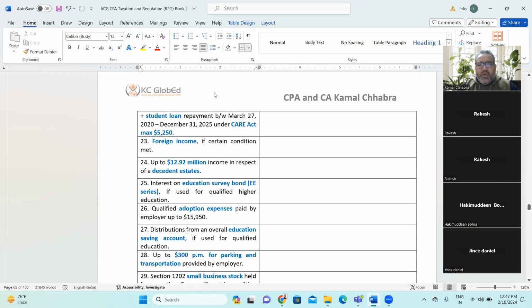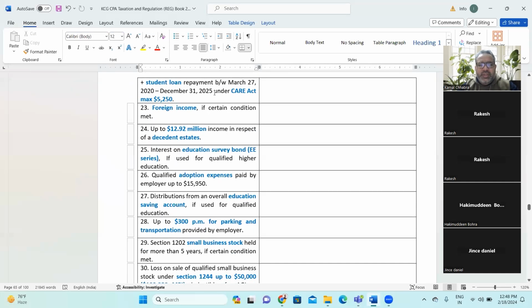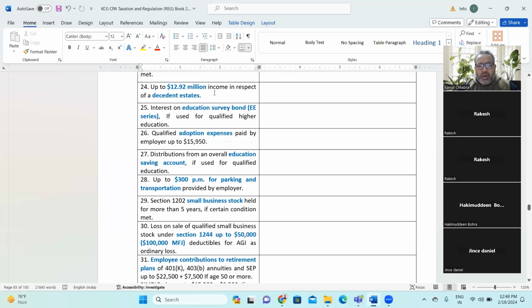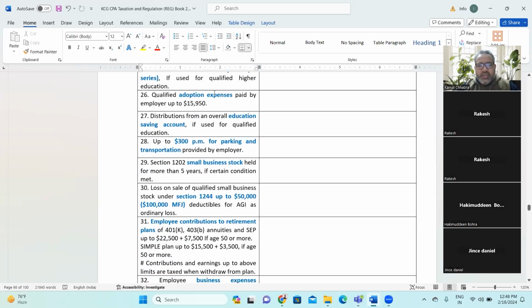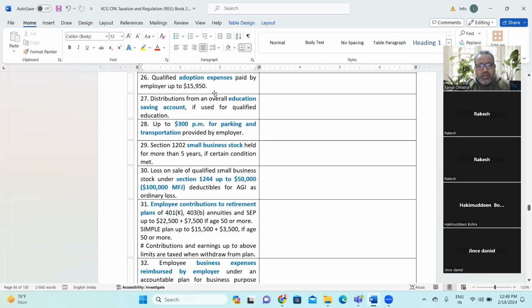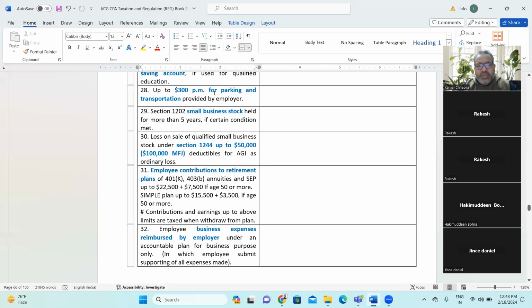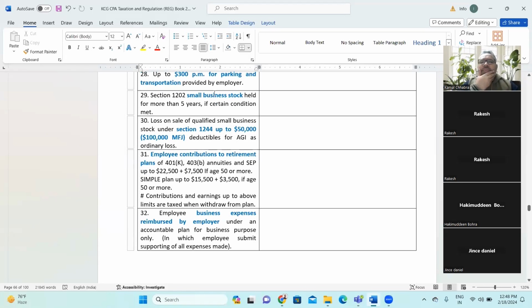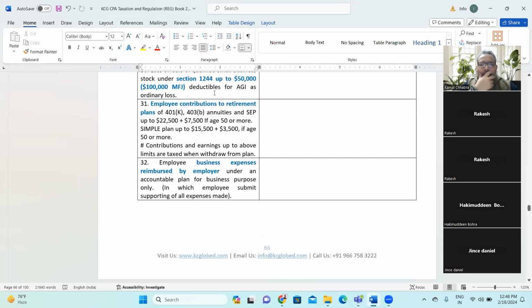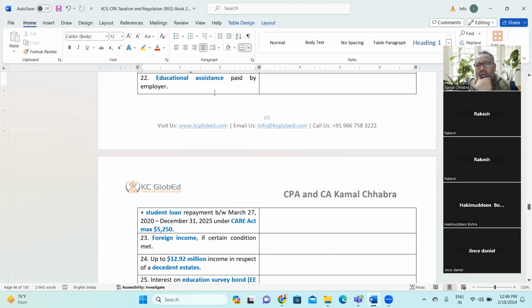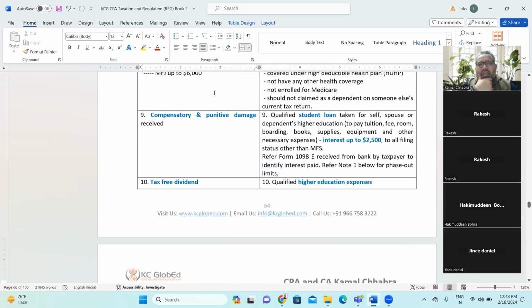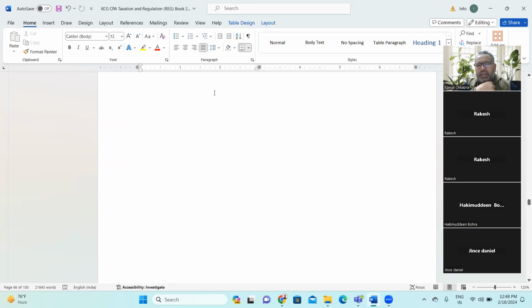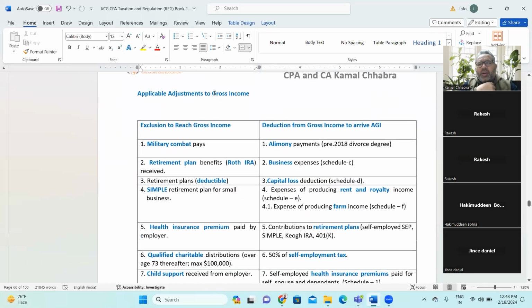Then we discussed foreign income, estate of the decedent, education savings bond, adoption expenses, education savings account, parking and transportation expense, small business stock investment. And then we discussed qualified small business stocks, employer contribution plan, and business expense reimbursement by the employer. So all these things are either exempt income or should not be part of the income at all.